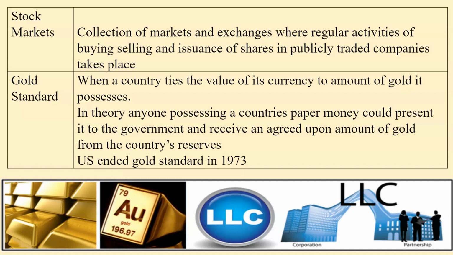And then something that doesn't come up that much anymore is called the gold standard. This is when a country ties the value of its currency to the amount of gold it possesses. In theory, anyone possessing a country's paper money could present it to the government and receive an agreed upon amount of gold from the country's reserves. The U.S. is no longer on the gold standard. We were until 1973. We went off it because it's very inflationary, because as the price of gold goes up and down, it messes with the value of your currency.